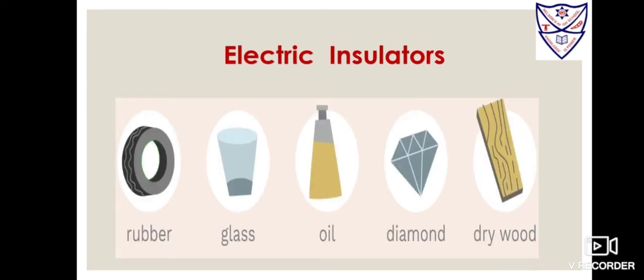Electric insulators. The materials that do not allow electric current to pass through them are called insulators. Rubber, plastic, wood and glass are insulators. Electricians wear rubber gloves while working with electricity because rubber is a good insulator and protects them. Rubber and plastic are used for covering electric wires, plug tops, switches and other parts of electric appliances.